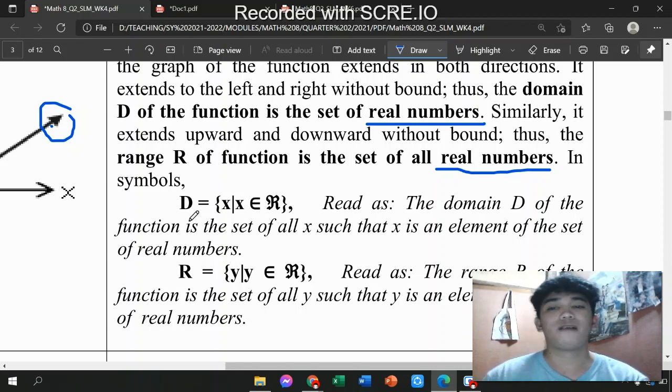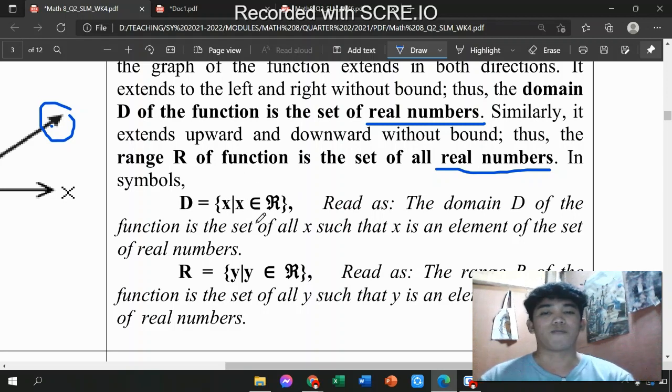The domain D of the function is the set of all x such that, kaning baliskad nga nagpataas, that is such that, set of all x such that x is an element. Kaning murag e nga nabali, that is an element of the set of real numbers. So kaning R, that is the set of real numbers. So ingon ani pagbasa: the domain D of the function is the set of all x such that x is an element of the set of real numbers. So that is how you write the domain.